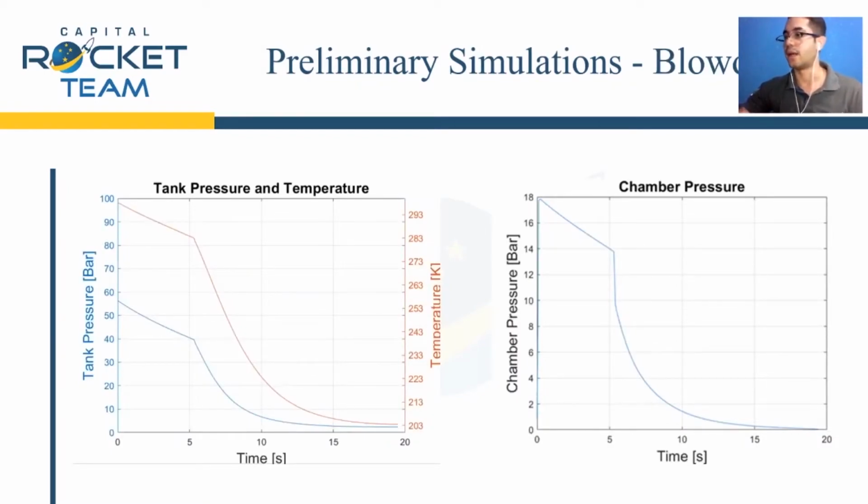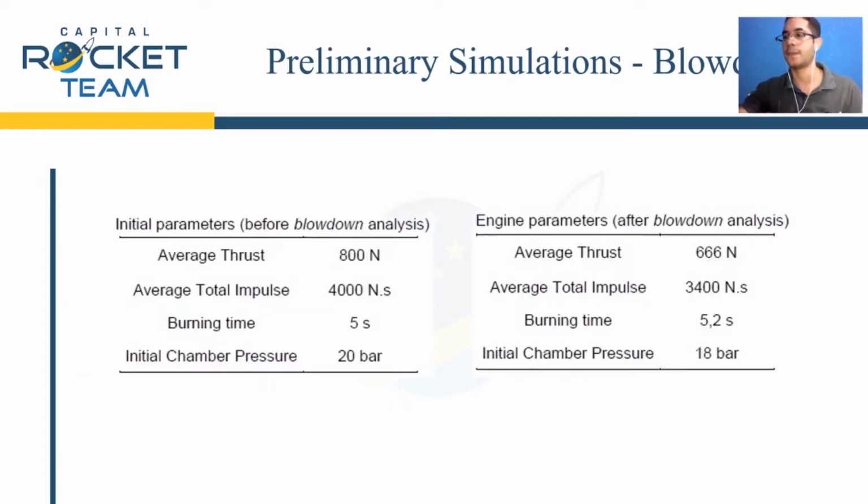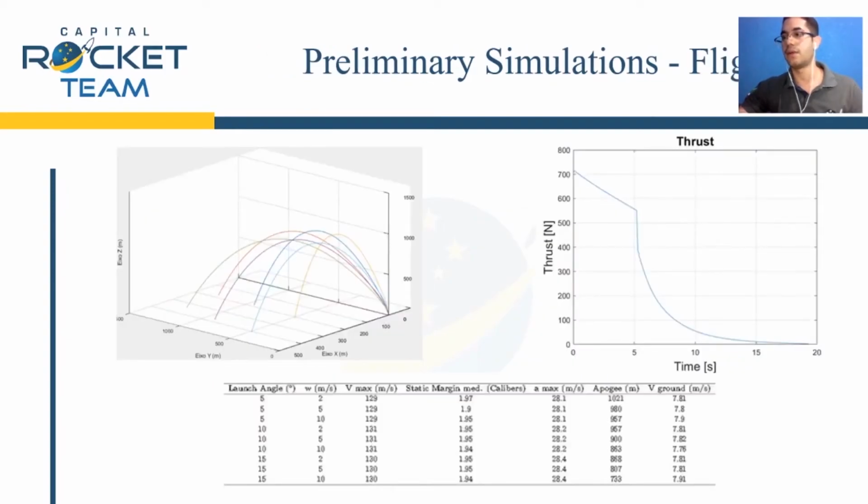After designing, a blowdown analysis is developed for several cases. They are tested according to the cases that are most likely to happen in a fire test or launch, using previous projects as reference. The blowdown analysis provides the parameters shown in the table, and the thrust curve we used to run flight simulations. Following the thrust curve, it was possible to simulate several trajectories and the stability during the flight.